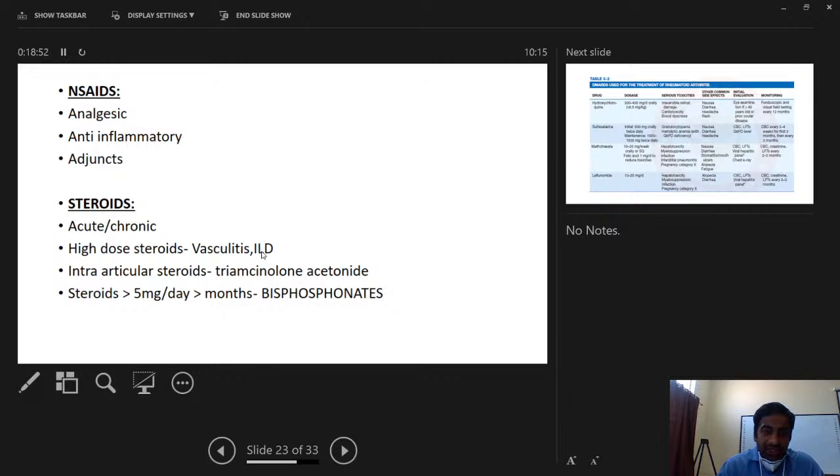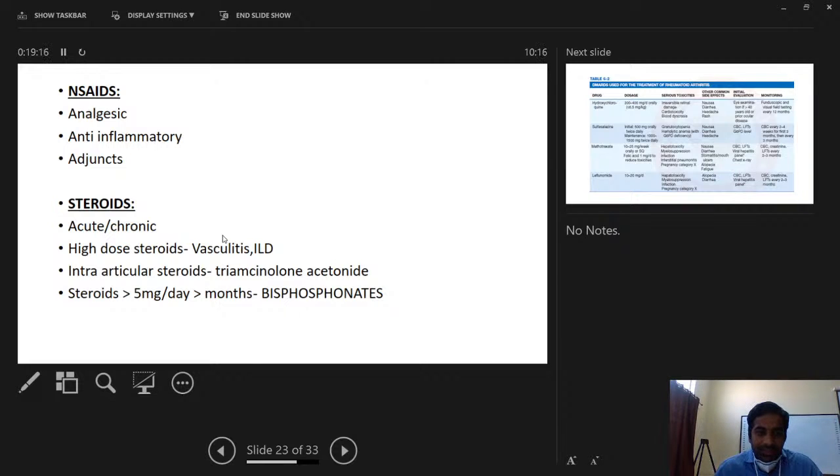High dose steroids are only reserved for vasculitis or ILD disease. Intra-articular steroids can be given if the patient has any effusion or severe effusion. The patient will come with pain, saying I'm not able to move it, with no history of trauma. In that case, we can give intra-articular steroids.